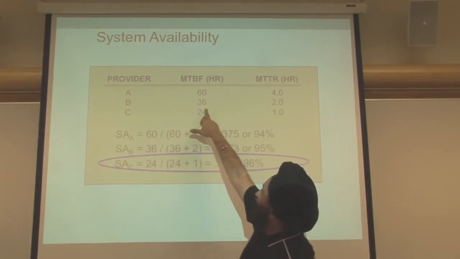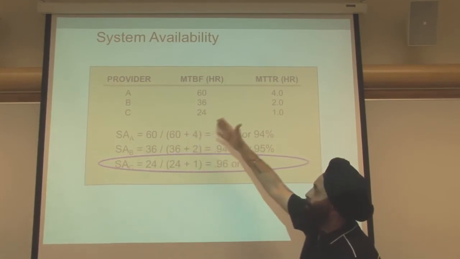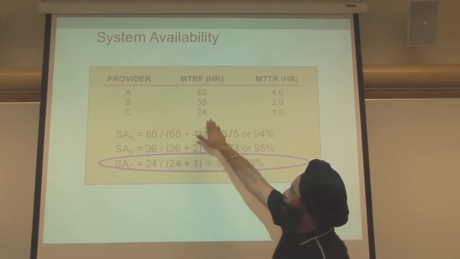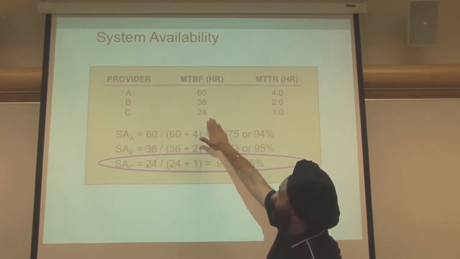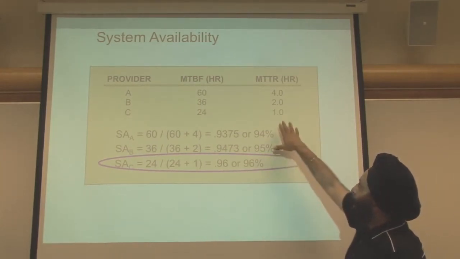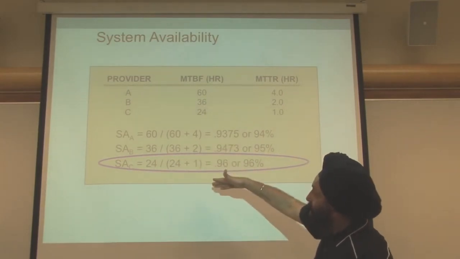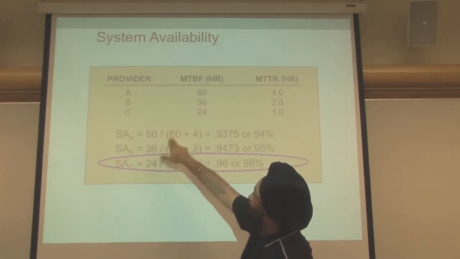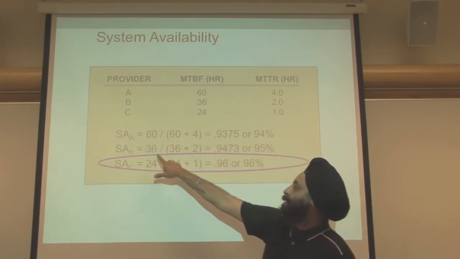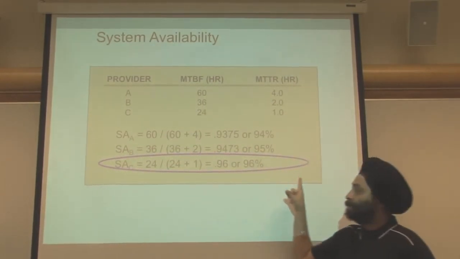Whereas over here, the second one is every 36 hours between failures, but mean time to repair is only 2 hours. And the third one is 24 hours. The system, on average, breaks down once a day. And in this case, the time to fix is 1 hour. So you can easily see 60 divided by 60 plus 4, that gives you about 94%, whereas this is 36 over 38 at 95%, and finally 24 over 25, which is 96%.